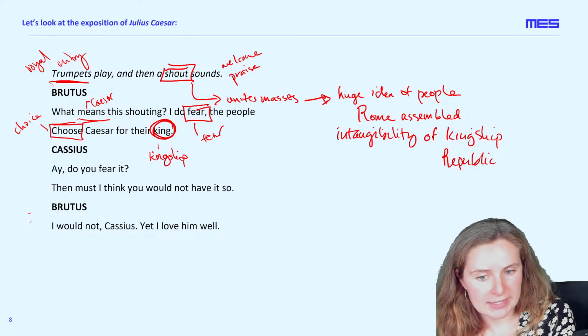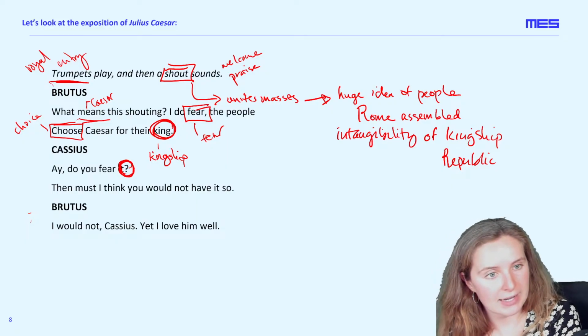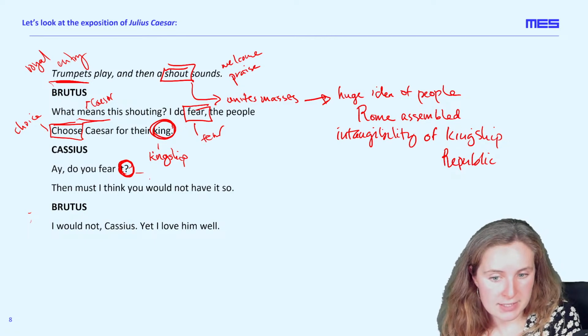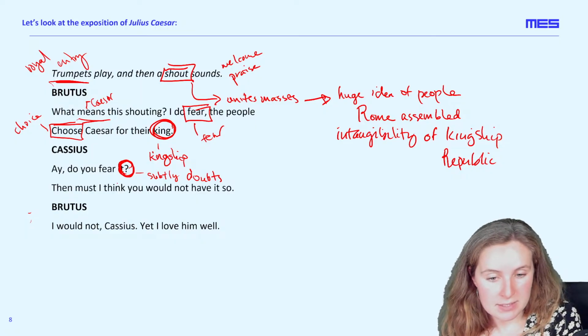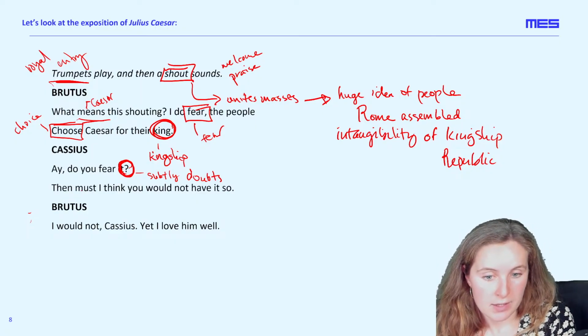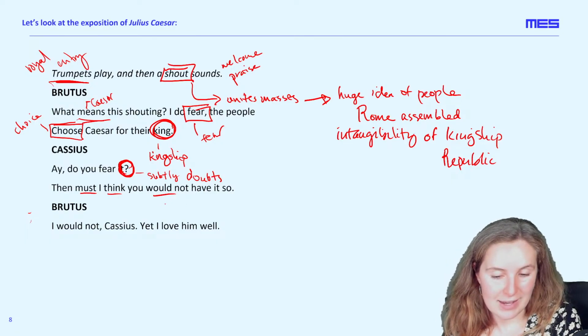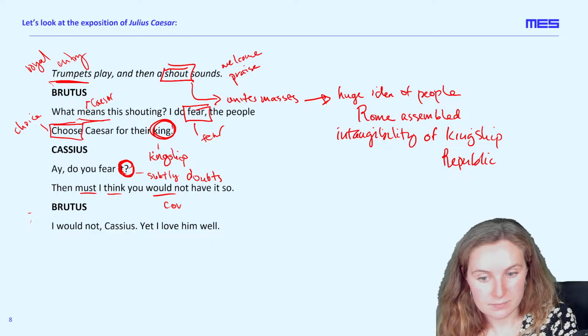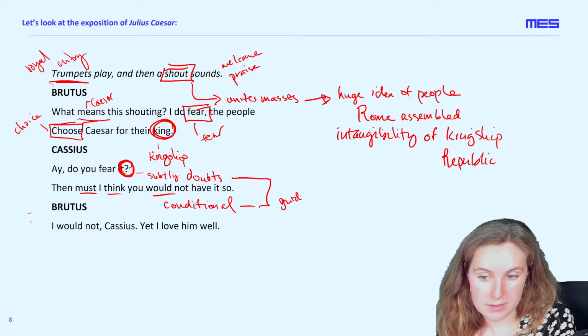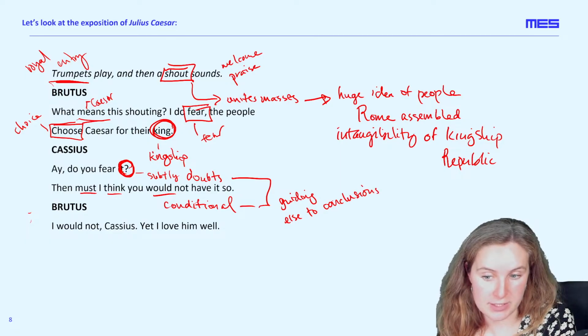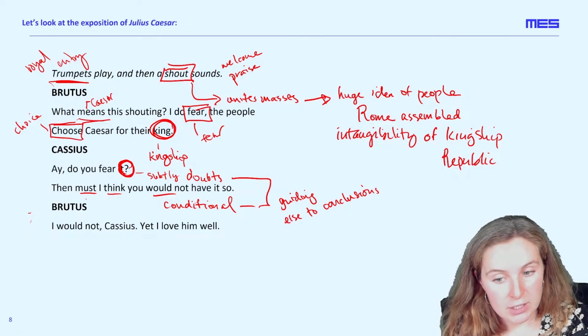And Cassius, immediately, now that we know a little bit about his sort of underlying questioning, appears to sort of subtly build these doubts into Brutus's mind. I must think you would not have it so. Listen to the conditional language here. Cassius, very much like Iago, is very good at building doubt and guiding someone else to conclusions without seemingly getting their hands hugely dirty. Must think that you would not have it so.